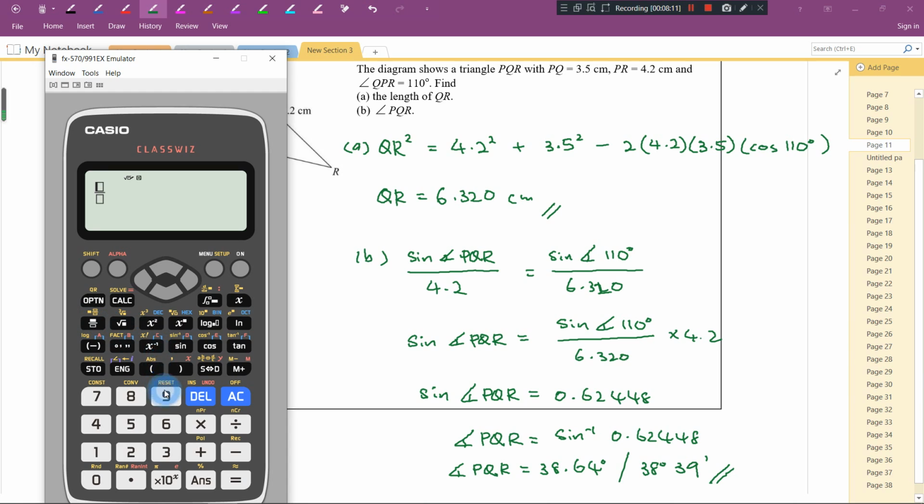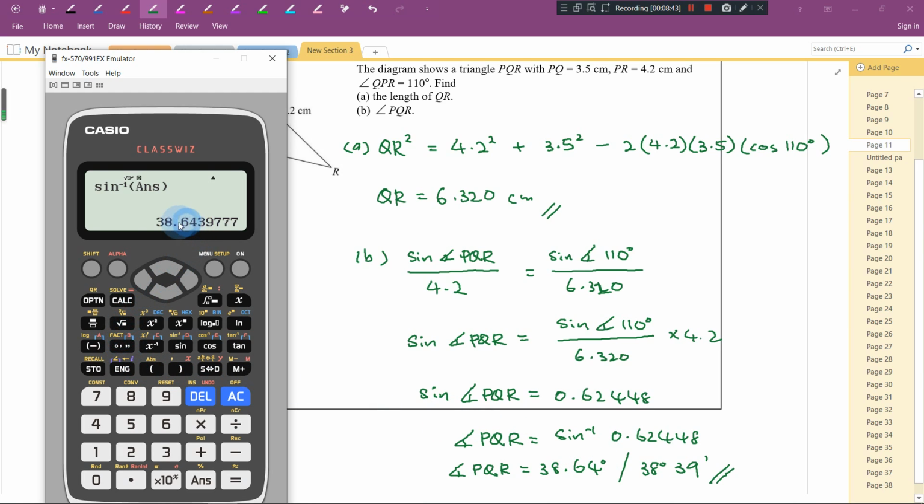Use a calculator, then press sine 110 6.320 times 4.2. Okay, you get a very long decimal, right? Then you don't round it off. Then you press shift sine, then you press answer. Okay, this will be very accurate. So still the same, 38.64.